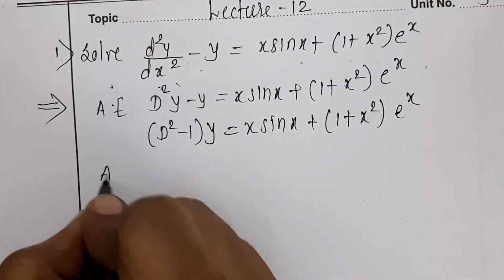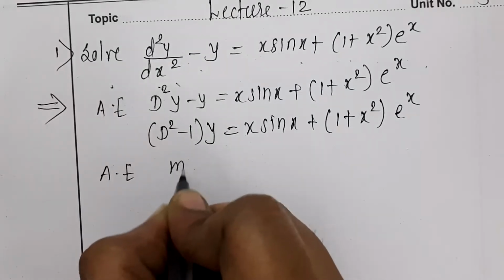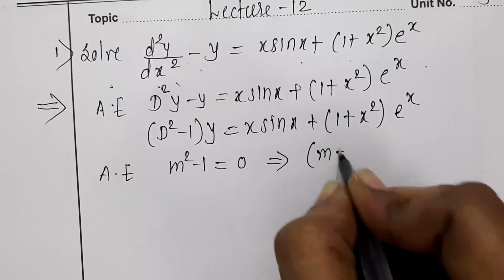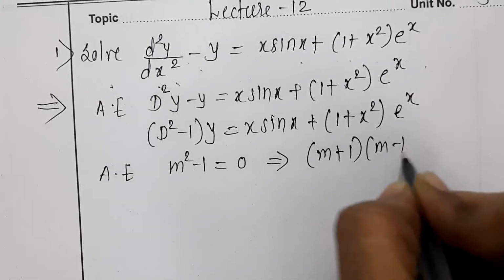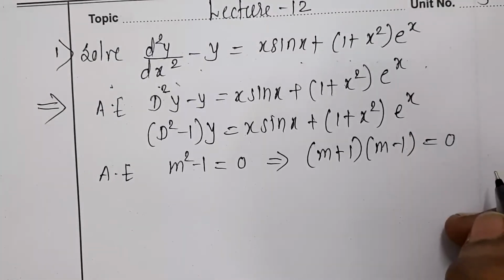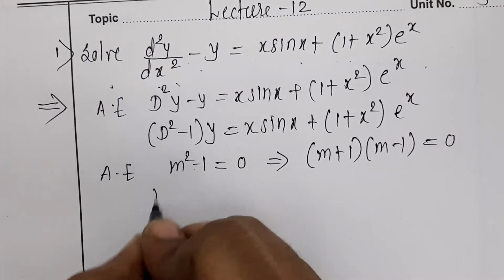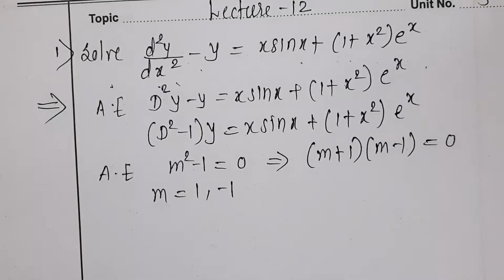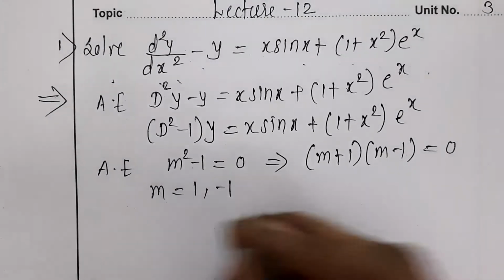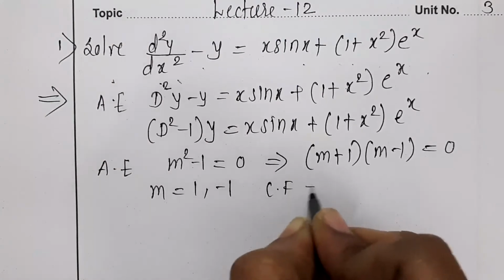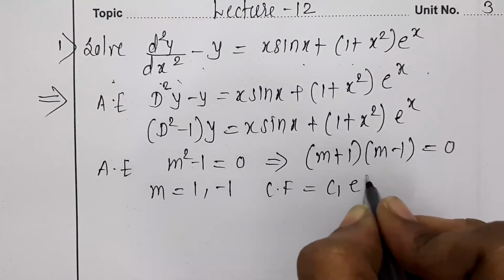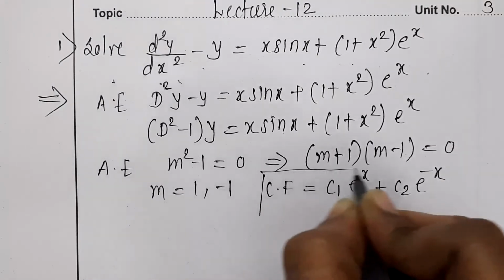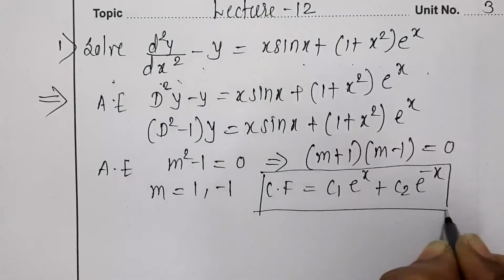Now the auxiliary equation is m square minus 1 is equal to 0, which means m plus 1 into m minus 1 is equal to 0. So what are the roots for m? M is equal to 1 and minus 1. Now the roots are real and different. If the roots are real and different, how do we write the CF? CF can be written as C1 e to the power x plus C2 e to the power minus x. This is the CF for the given problem.